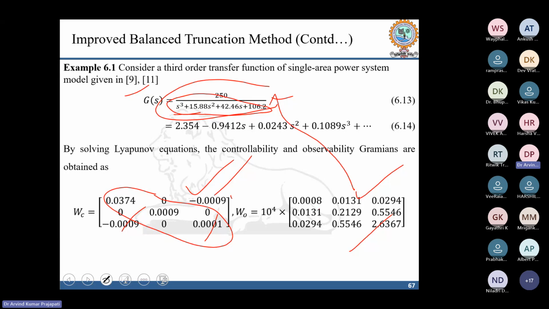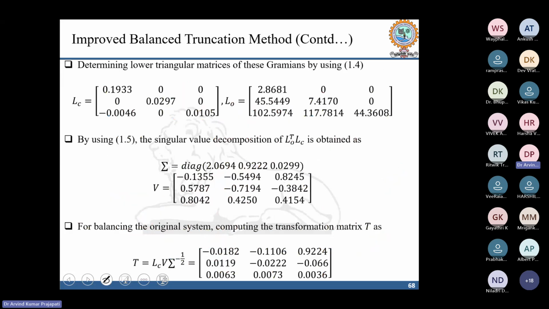So the original system is stable, and then you can determine the lower order systems by using the balanced truncation method. After determining the controllability and observability gramians, we have calculated the lower triangular matrices of the controllability and observability gramians by using Cholesky factorization. And once you have calculated the lower triangular matrices, you can calculate the diagonal matrix as well as the V matrix by using singular value decomposition. The diagonal matrix and this matrix you can see here.